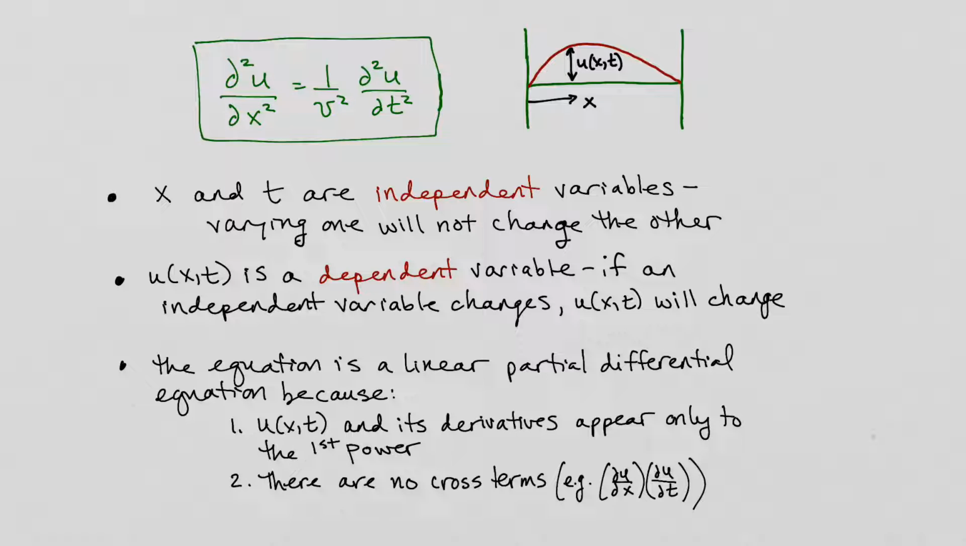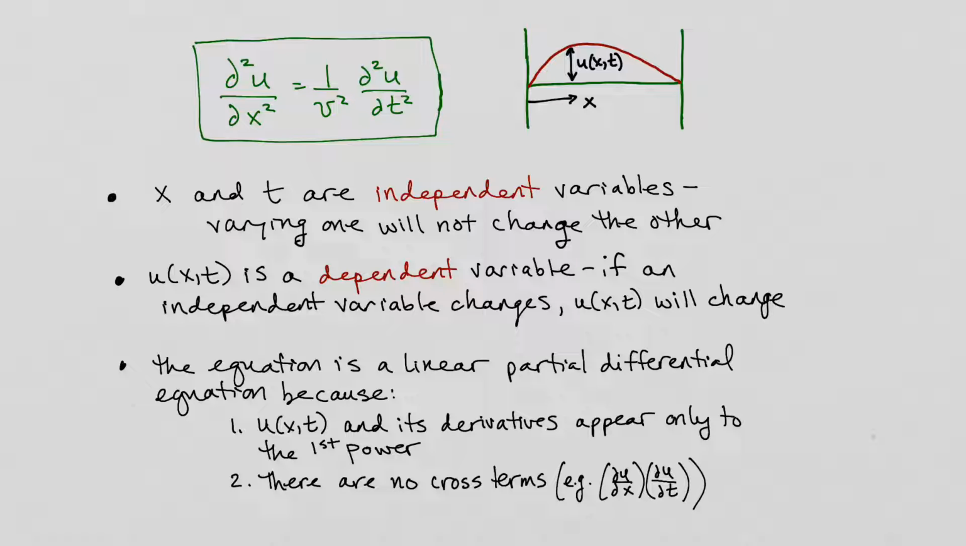Okay, so here we have our partial differential equation, our classical wave equation. Just looking at this more closely, we see that we have two independent variables, x and t. That means that varying one of those is not going to change the other. The u is dependent on x and t. We call that a dependent variable. So if x or t change, then that's going to change our value for u, for that displacement.